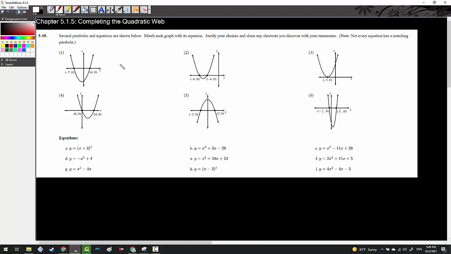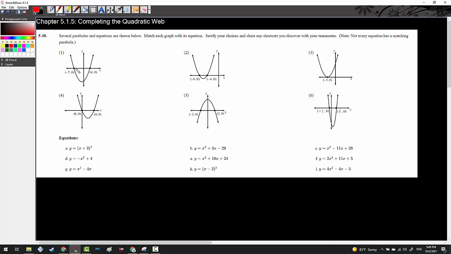So you're supposed to work on this as a team, but of course, if you're watching this at home, then that would be quite impossible. But let's go and take a look at number one here. First off, notice how there's 6 graphs and there's 9 equations, which means not everyone's going to be matching. Okay, so let's go ahead and take a look at number one here.